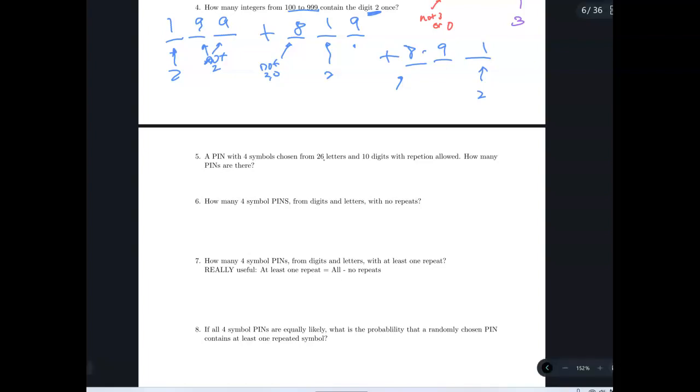All right, so if I have a pin with 4 symbols, and we get to choose from 26 letters and 10 digits, and I can repeat, so each of the digits that I'm picking has 36 choices. So that gives me 36 to the 4th power. Okay, so I want digits and letters, but no repeats. So the first one I have 36 choices, then 35, then 34, and then 33.